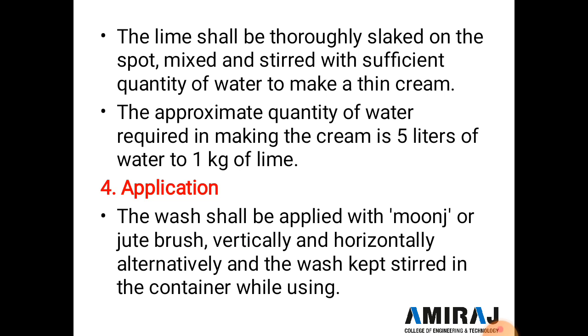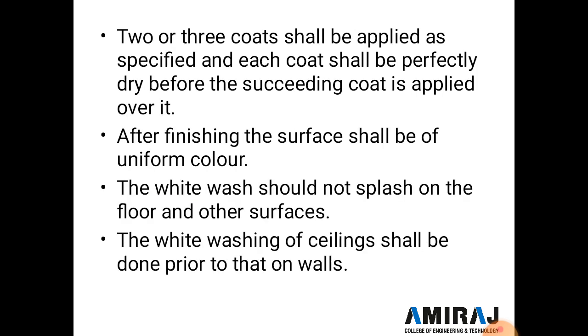Then the fourth specification of whitewashing is the application. Here the wash shall be applied with a jute brush, vertically and horizontally alternately, and the wash kept stirred in the container while using. Two or three coats shall be applied as specified, and each coat shall be perfectly dry before the succeeding coat is applied over it. After finishing, the surface shall be of uniform color, and the whitewash should not splash on the floor and other surfaces. The whitewashing of the ceiling shall be done prior to that on the wall.